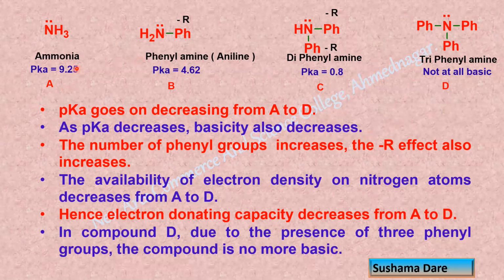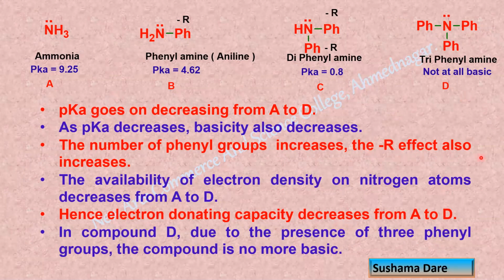So what you see is the difference in all the structures: every time you are going to add the phenyl group. And what is the role of the phenyl group? The role of the phenyl group is the electron withdrawing resonance effect. So how can we conclude it? From A to D, the electron withdrawing resonance effect goes on increasing.